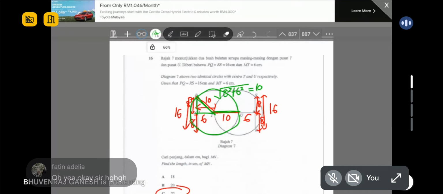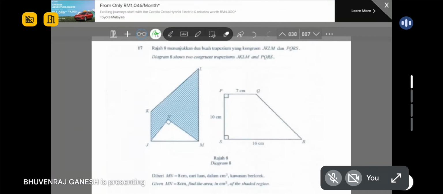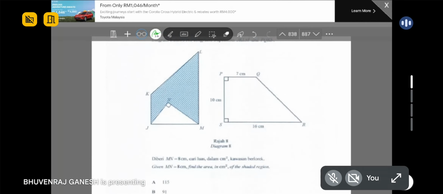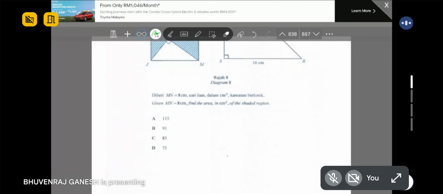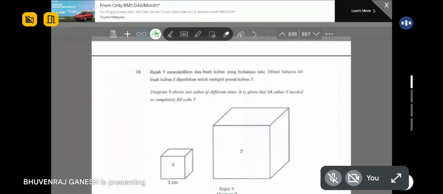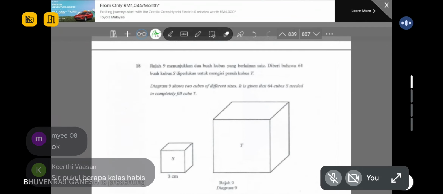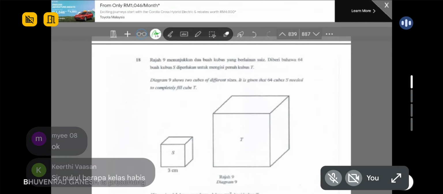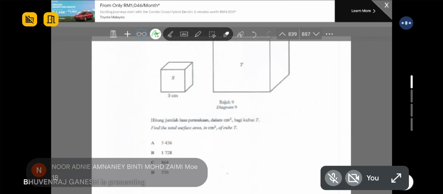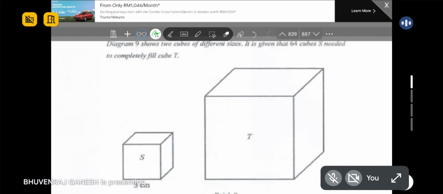Okay, alright. So 17, anyone, guys? 17, yes or no? If no one, just skip. Okay, skip. So next one, 18. Anyone for 18? It depends on when you guys finish this one. 18, anyone? Okay, 18. Find the total surface area of cube T.